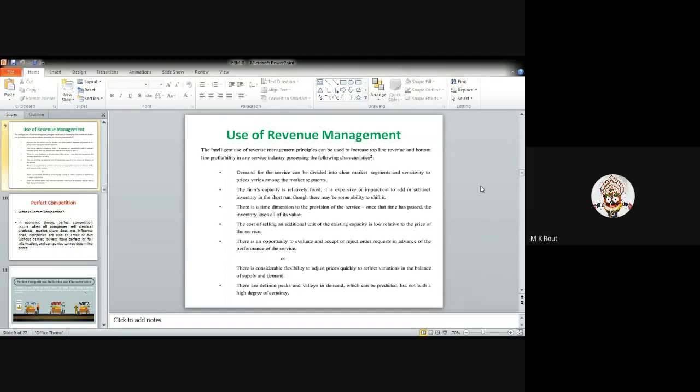The next is the cost of selling an additional unit of existing capacities. If you go for value addition, especially with reference to a customer-centric focus, you must add various types of existing capacities in case of price of service. The next is that it provides an opportunity to evaluate whether to accept or reject an order, especially with reference to service. And the last one is that it defines the peak and valley in demand forecasting for sales revenue generation.